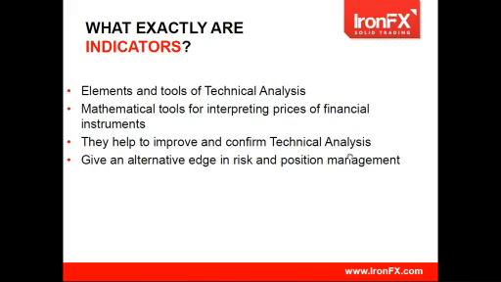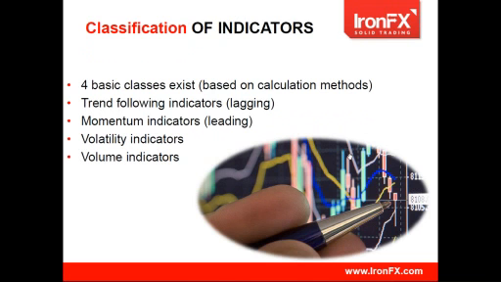One thing that is also very important is to understand the classification of indicators. There are hundreds of indicators, if not thousands, but there are only 4 basic classes. These 4 basic classes are distinguished by their calculation methods. The very first type of indicators are trend following indicators. This is what we call lagging indicators.